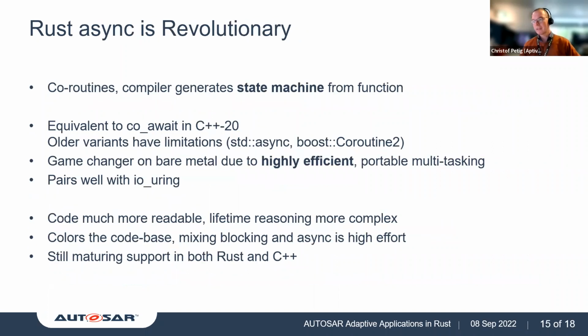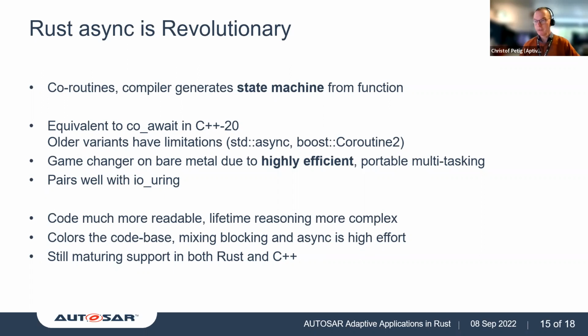The Rust compiler, since roughly 4 years ago, comes with a very interesting new feature, which only very recently made it into C++20. And this is coroutines. And this is basically a compiler-generated state machine or a function which is just resumable. This is a game changer on bare metal, and it provides really highly efficient and portable multitasking features. And it pairs very well with io_uring, which is currently seeing a lot of development on Unix as well, or Linux as well.